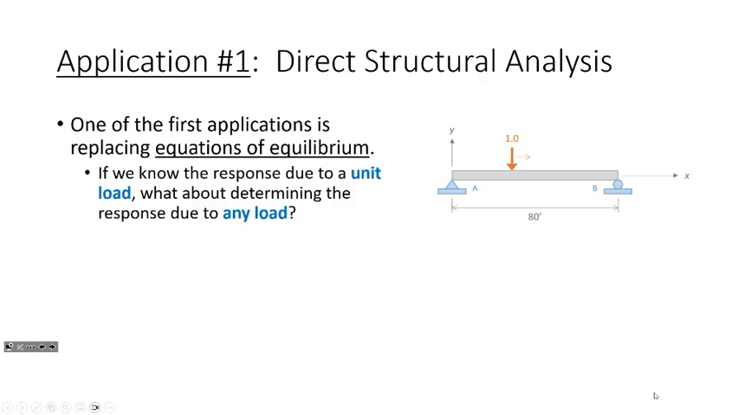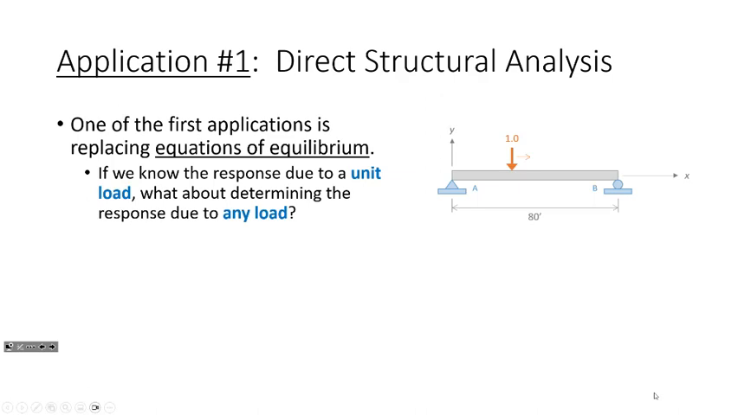You can replace equations of equilibrium with an influence line if you're solving for responses at a given point. Okay, so the idea is that if we know the response due to a unit load, can't we understand the response due to any load? If I have a simply supported beam, okay, and I put a load of, let's say, 1 kip right in the middle, what are the reactions? They're a half, right? And a half. Well, the question then becomes, what if I change that 1 kip? What if I change its magnitude to 70 kips? What are the two reactions? They're 35 apiece.